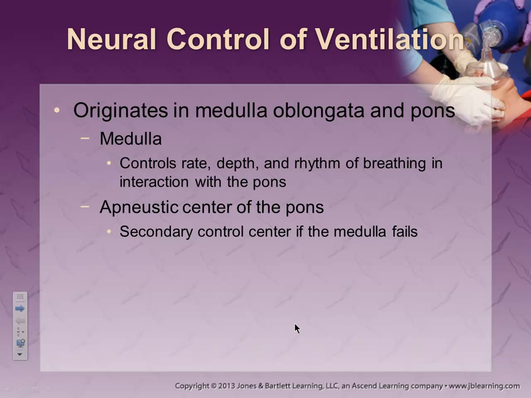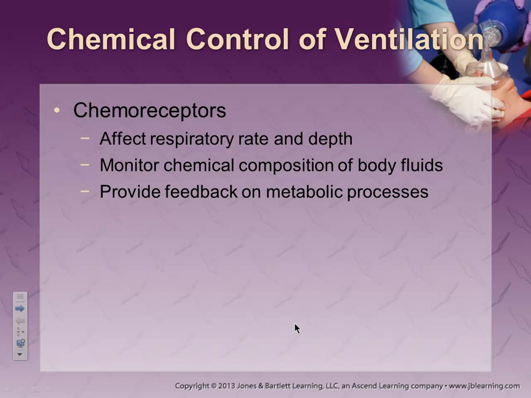For most people, the drive to breathe is based on the pH changes in the blood and the CSF. And these are regulated by these chemoreceptors, these feedback mechanisms. These chemoreceptors send the signals to the medulla and the pons to slow or speed up breathing. They monitor the chemical composition of the body fluids. What chemicals are they monitoring? CO2 and oxygen, and they provide feedback on the metabolic processes.